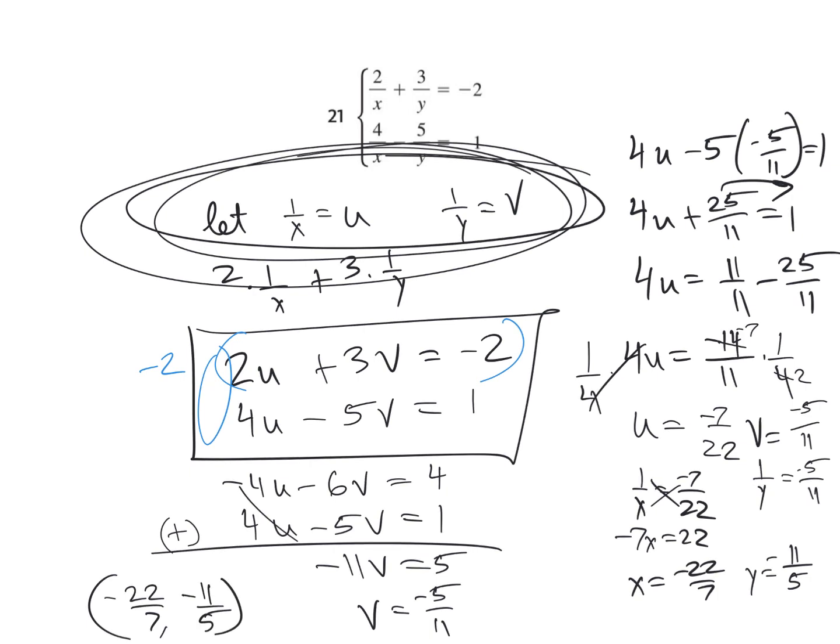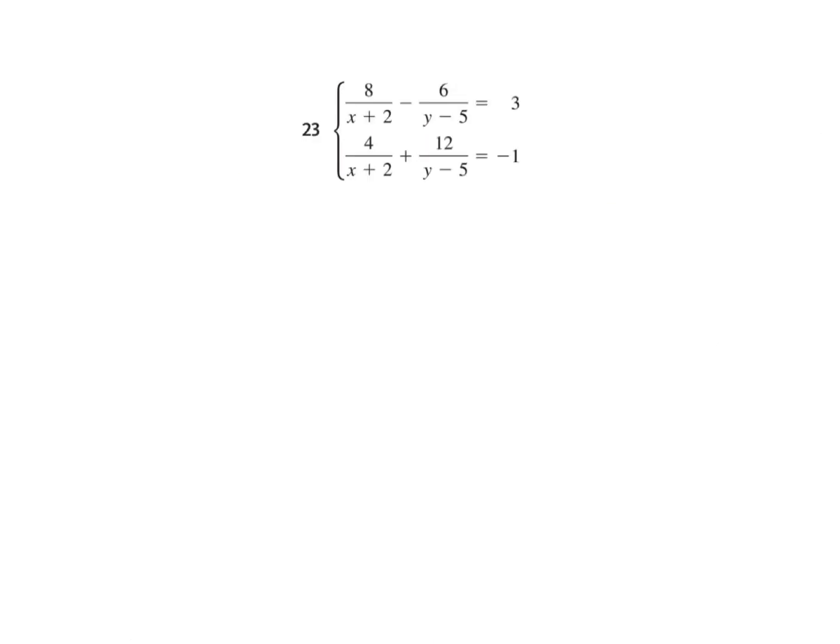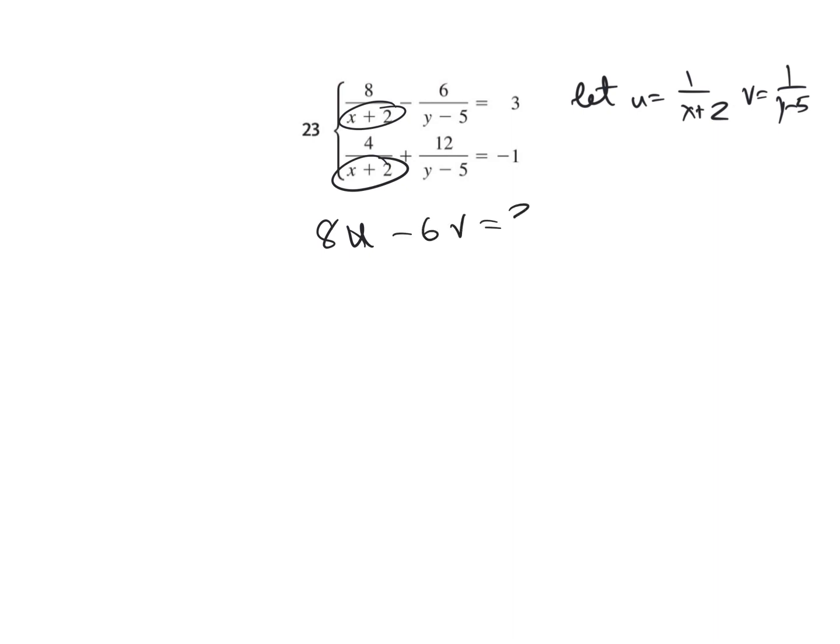So that was a tough one. Let's do 23. Same thing here. Let's let u equal 1 over x plus 2 because they are the same, and v equal 1 over y minus 5. So we get 8u minus 6v equals 3, and 4u plus 12v equals -1.